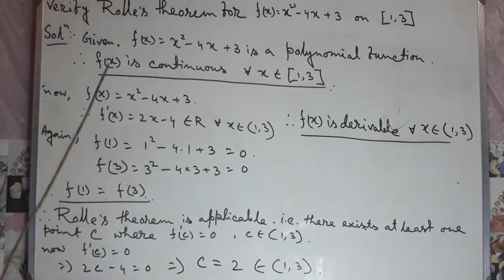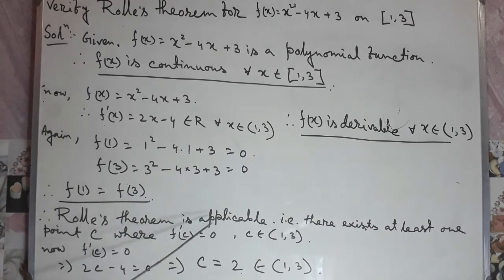Now we have to check derivability. f of x is equal to x square minus 4x plus 3. So f dash x is equal to 2x minus 4. It also exists for all x belongs to the open interval 1 comma 3. So f of x is derivable for all x belongs to the open interval 1 comma 3. Now f of 1 is equal to 0, f of 3 is also 0. That is, the functional values at the extreme points are equal. So all these three conditions are verified.